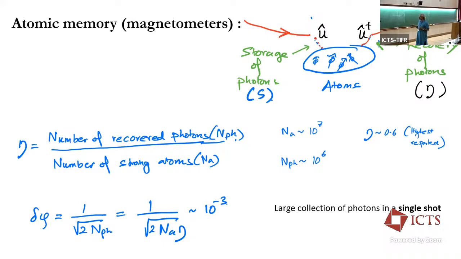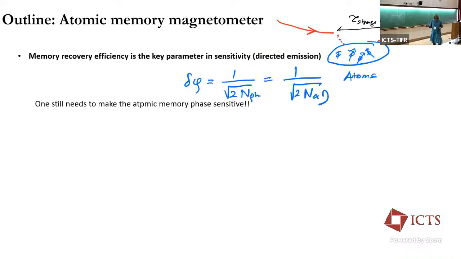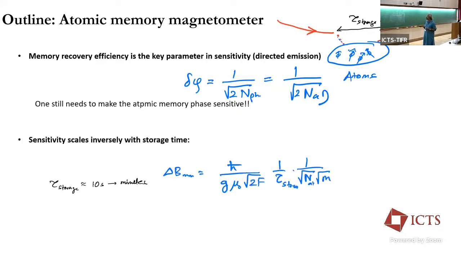So even with a very modest number of atoms, for example 10 to the power 7, and if your recovery is 0.1 or something, you still become photon shot noise dominated, and in a single shot you still have enough photons to have a signal that you can play with. And with that, let me outline the points I'll try to make, the advantages of an atomic memory magnetometer if this kind of process happens.